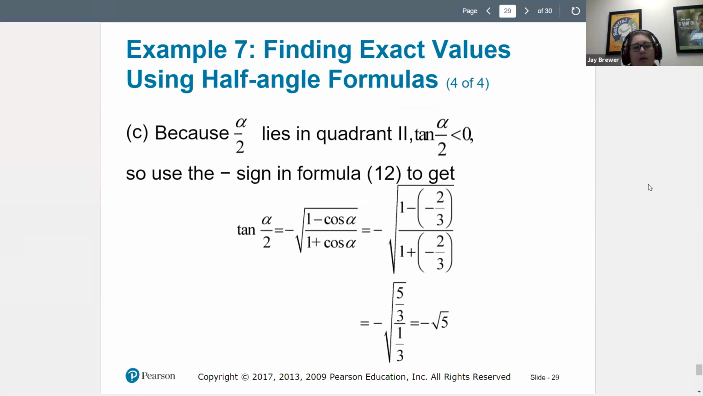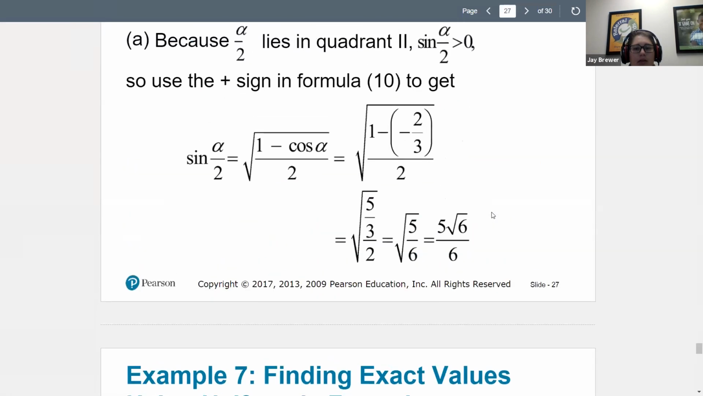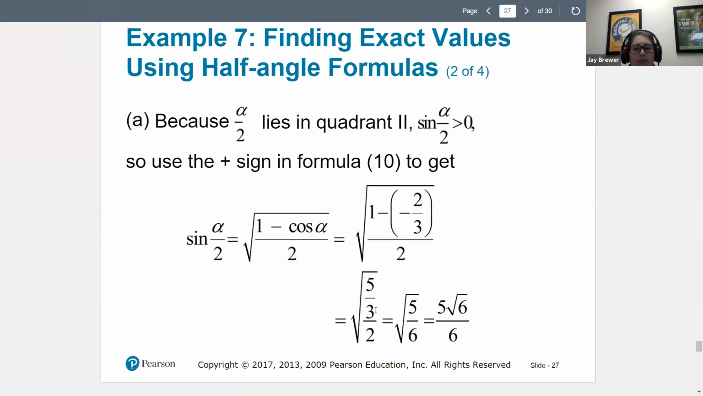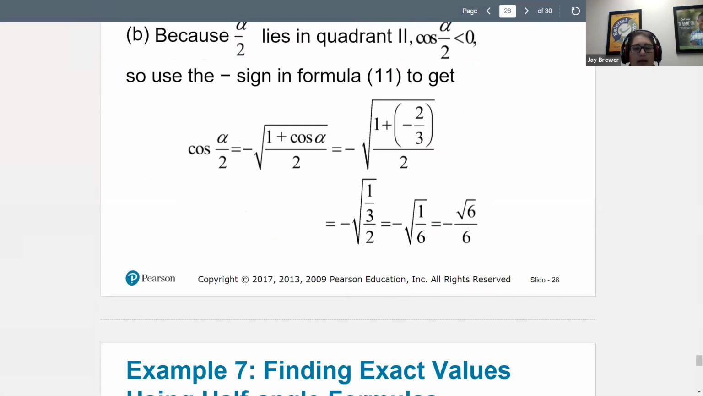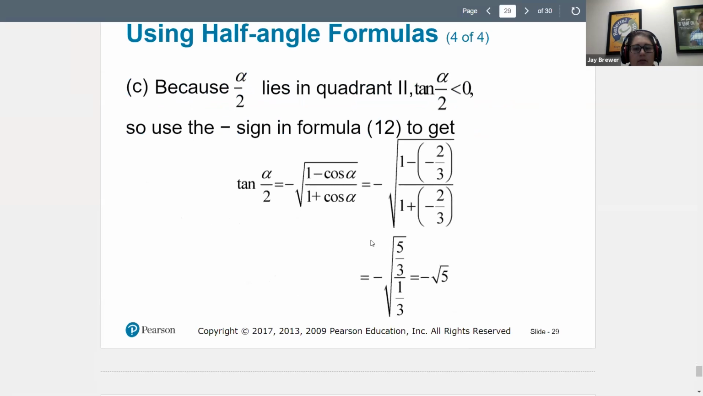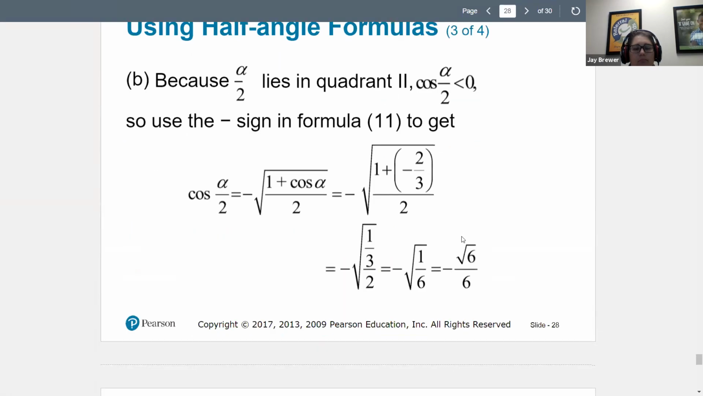Okay. All right, so the last one, tangent. Tangent is also going to use the negative sign in quadrant 2. And when you plug everything in, if you look here, do you see how you have 5/3 on top here, and then you have 3/2 on the bottom here? Well, there was a reason why I said that.